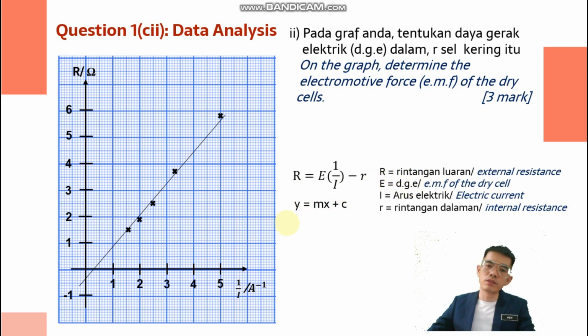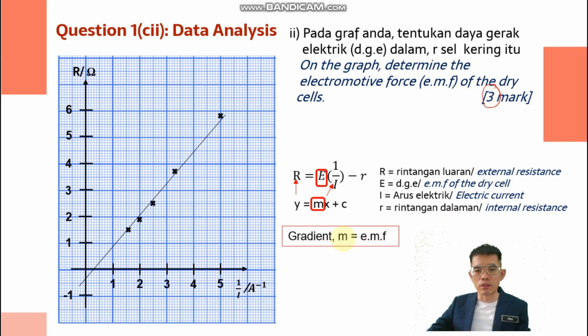From here again, we arrange the formula in the format of y equal to mx plus c. Y is represented as R, and x is represented as 1/I. So here the gradient of the graph will be the E.M.F. of the dry cell. So we need to calculate the gradient. Here is 3 marks. As I mentioned, the gradient will be the E.M.F.